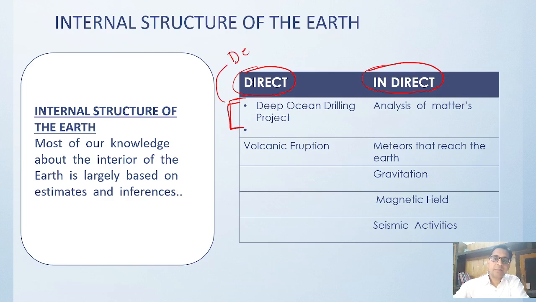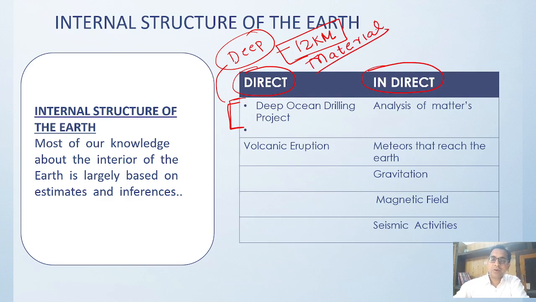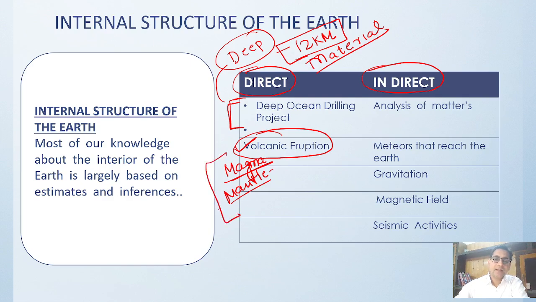In a deep drilling project, you start drilling, and I think up to 12 kilometers you try to drill, and based on the type of material you get from that drilling, you are able to find out what exactly is there at each level of the Earth. Then you find out from volcanic eruptions, because volcanoes' magma is built in the mantle. We'll discuss all this later. So from the volcanic eruption, the ashes, the magma, whatever comes out, by doing research on that data, we are able to find out what type of Earth interior it is.